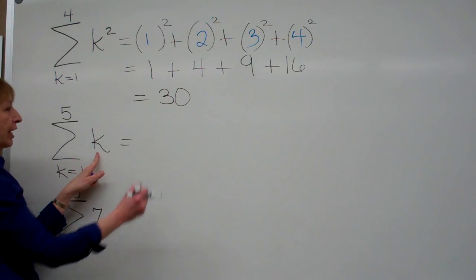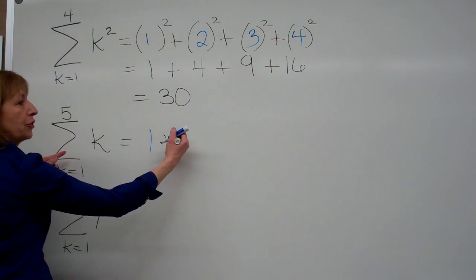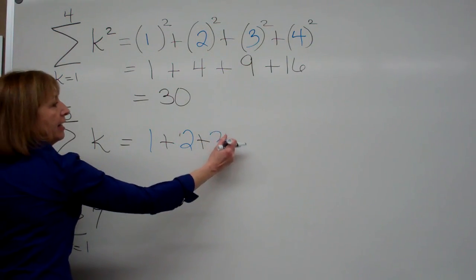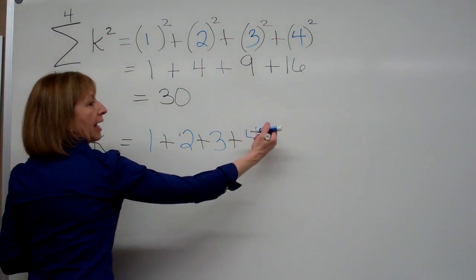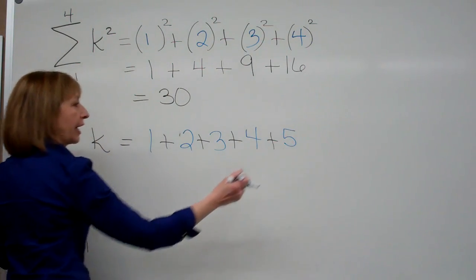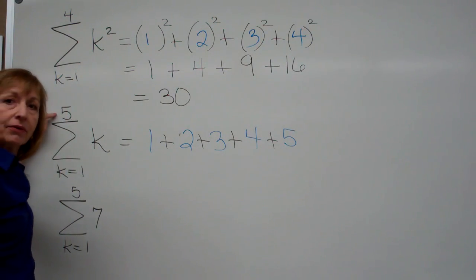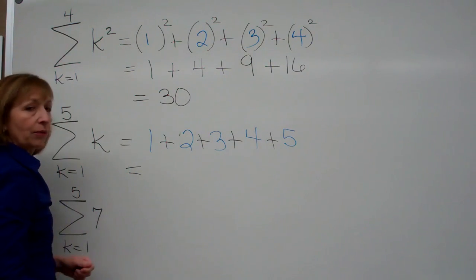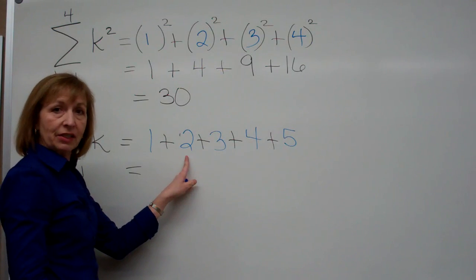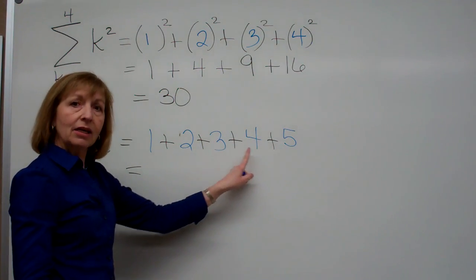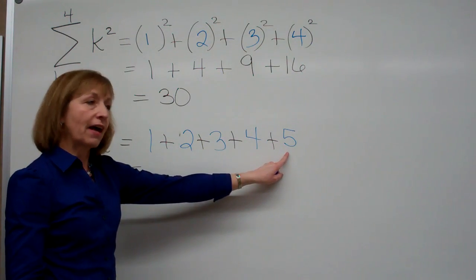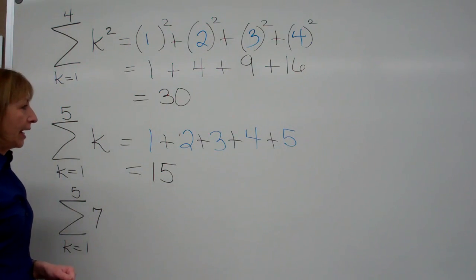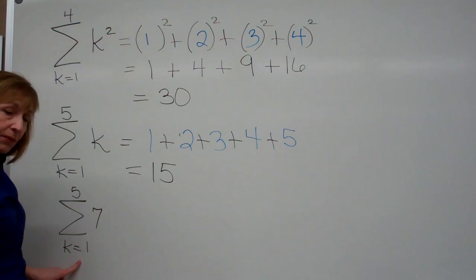So we'll put 1 in for k, and then plus, we'll put 2 in for k, and then plus 3 in for k, and then plus 4 in for k, and then plus 5 in for k, and this time 5 is our top number, so we stop there. Okay, we're going to go ahead and find out what the total is. 1 plus 2 is 3, plus 3 is 6, plus 4 is 10, and plus 5 gives me 15.